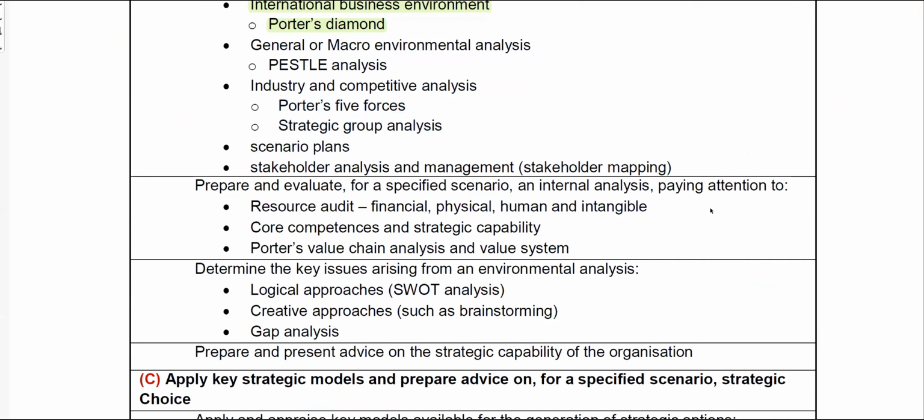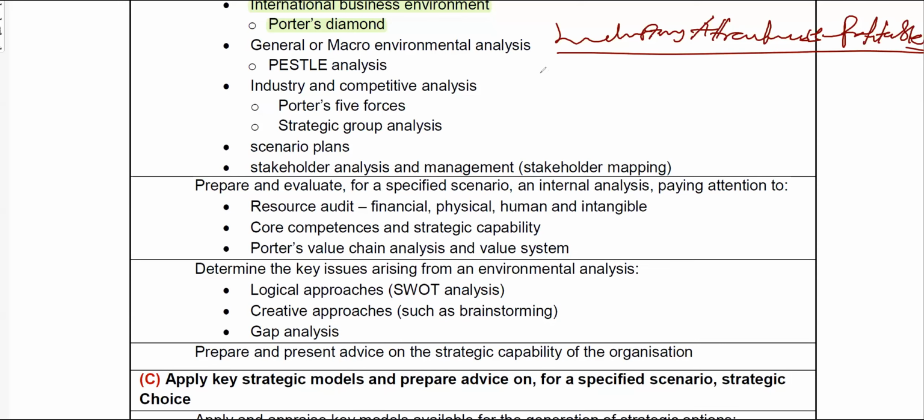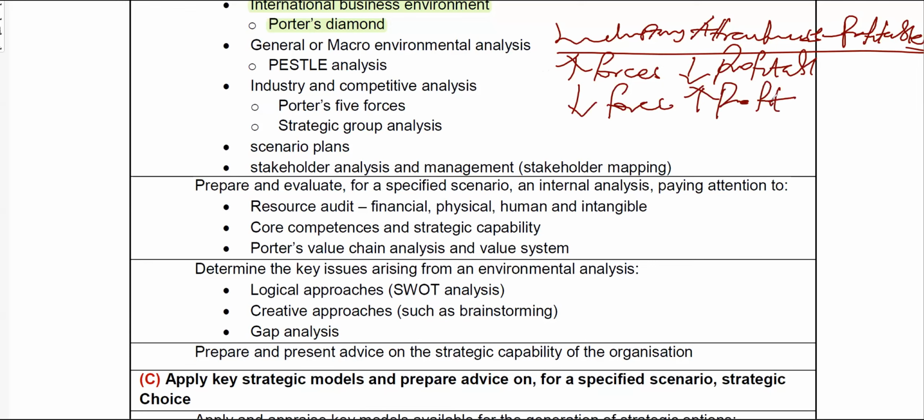Okay, so when we look at Porter's 5 forces, it is telling us the industry attractiveness, how attractive an industry is. And industry attractiveness is actually how profitable the industry is. So before an industry will be profitable, it depends on 5 forces. The higher the forces, the lower the profitability of the industry. And the lower the forces, the higher the profitability in the industry. That's how simple this model is. And there are 5 forces.